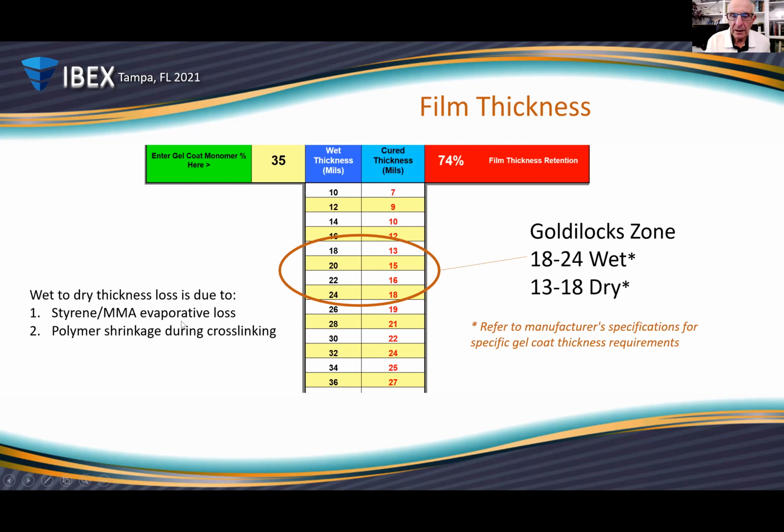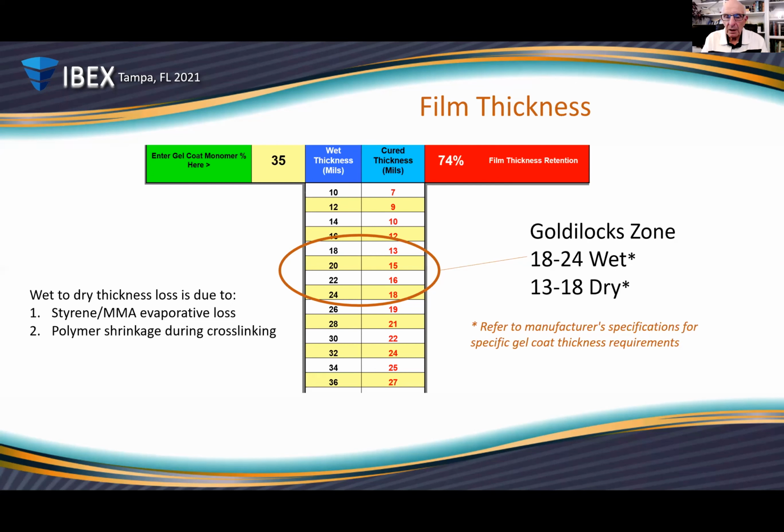This is in a cost estimator that I use. This is a table where you enter the monomer quantity in the gel coat, the monomer percentage of the gel coat, and it will give you, at a wet film thickness, what the dry, I should say cured, film thickness will be here. And then the percentage of film thickness retention. So in this particular case, the film thickness retention is about 74%. So in other words, you're losing 26% of the thickness of the film during curing.